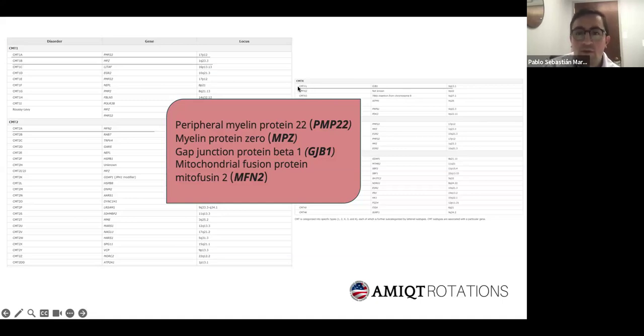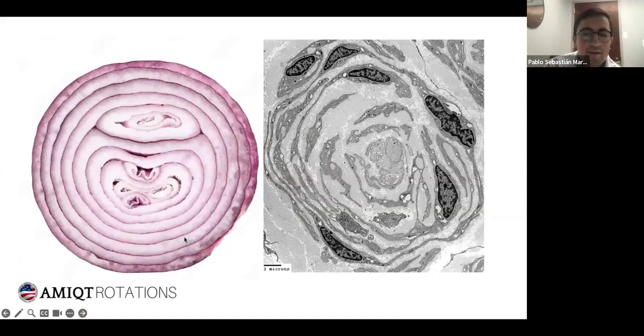We may have a patient with this type of Charcot-Marie-Tooth in the consult. And the last one, MFN2, is related with CMT2A, the most common subtype of type 2 Charcot-Marie-Tooth disease. These genes code for proteins that contribute to the structure and normal function of the peripheral nerve myelin.